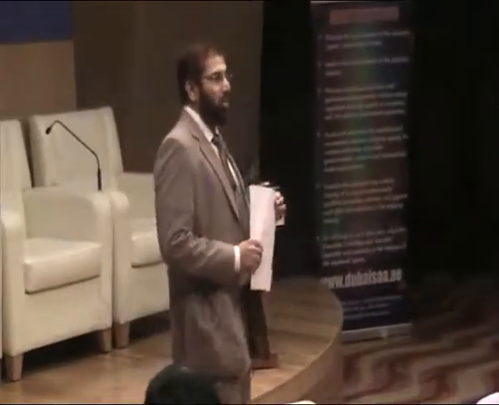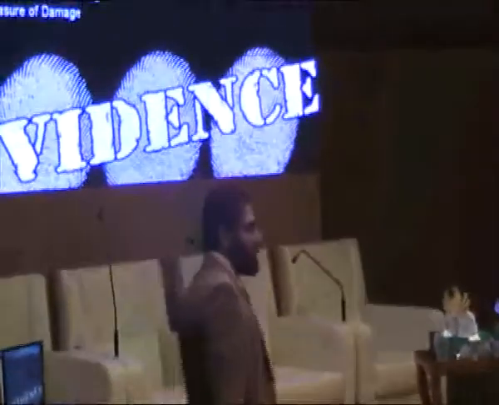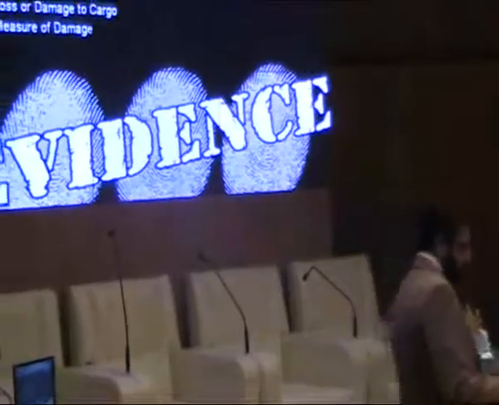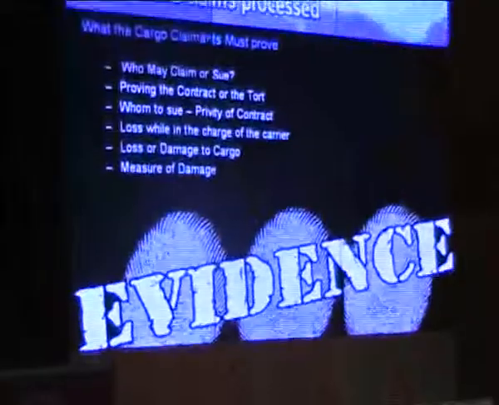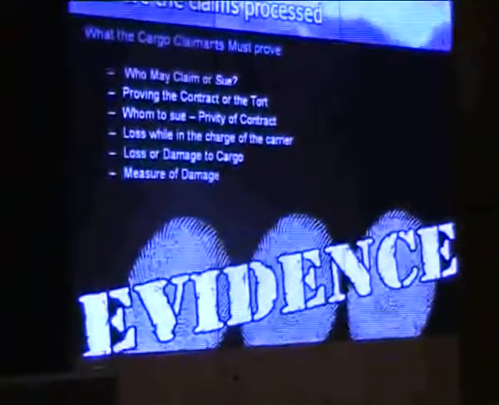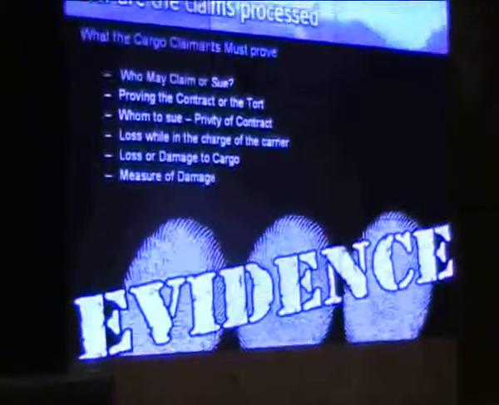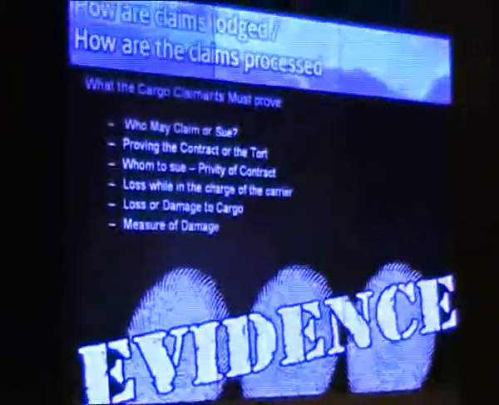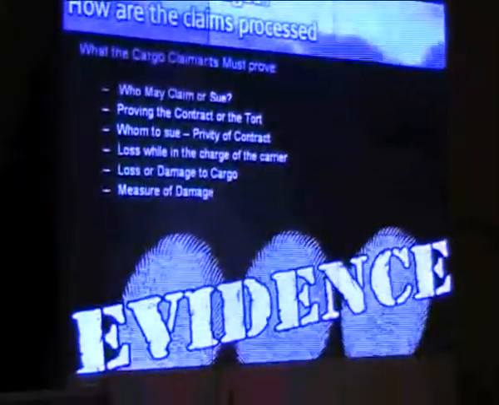Now, what are the things which the claimants have to prove? The first thing is the title. Okay? Who is the title holder? You've seen that, no? Now, whether it is a contract or in fact. Okay, these are things that the cargo claimants have to prove. Okay? Now, whom to sue?